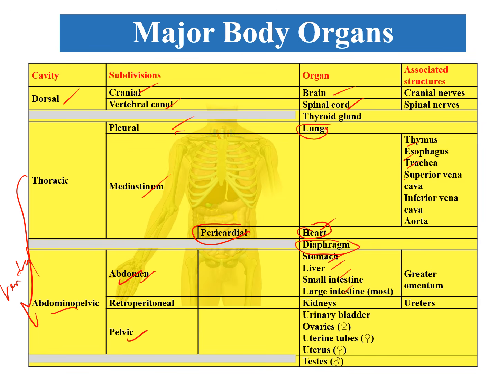Now, there are other organs that are found outside this abdominopelvic cavity, and those organs are known as the retroperitoneal organs. They are found outside the abdominopelvic cavity, or outside the abdomen. The best examples of these retroperitoneal organs include the kidneys as well as the associated ureters.